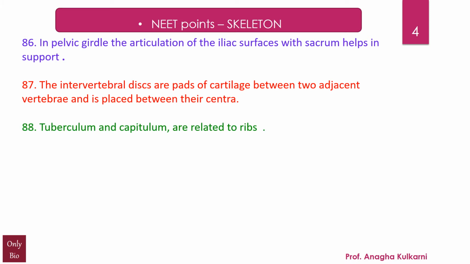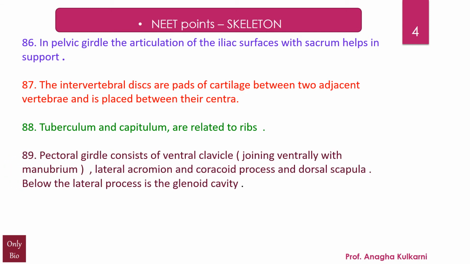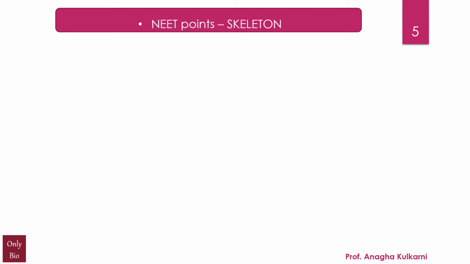Next, tuberculum and capitulum are related to ribs. Next, pectoral girdle consists of ventral clavicle, that is joining ventrally with the manubrium, lateral acromion and coracoid process, and dorsal scapula. Below the lateral process is the glenoid cavity. Next, the two sets of carpals, that is proximal and distal, are joined through gliding joint.